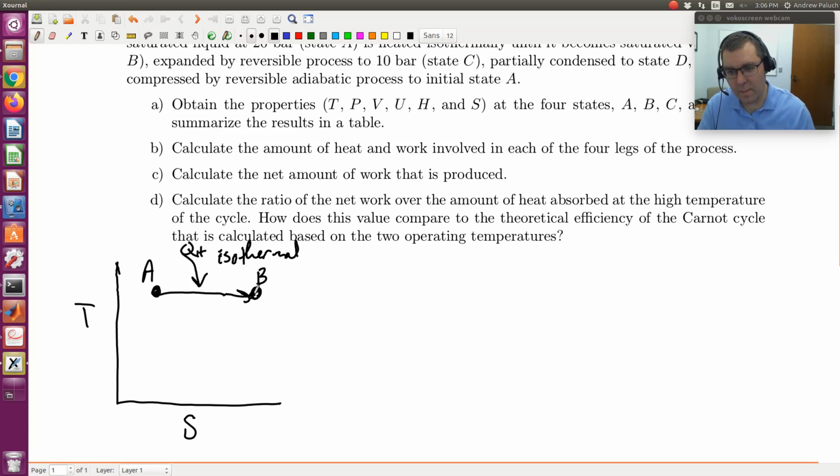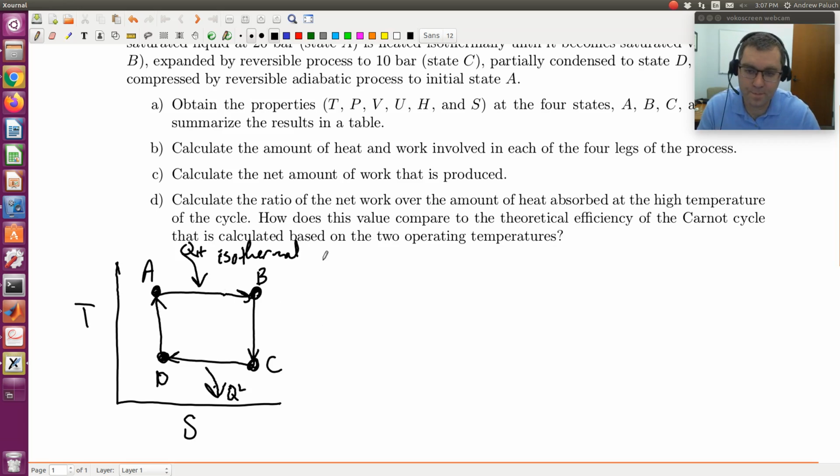Then we're going to go from B to C in an isentropic step. Then we go from C to D in another isothermal step, and in this case we're going to reject heat to our cool reservoir. And then we're going to have our last isentropic step, in which you go back from D to A to complete the cycle. The first thing I'm going to do is collect physical properties. Then we're going to compute heat and work for all four legs, calculate the net amount of work, and then compute efficiencies. Sounds like fun, right?